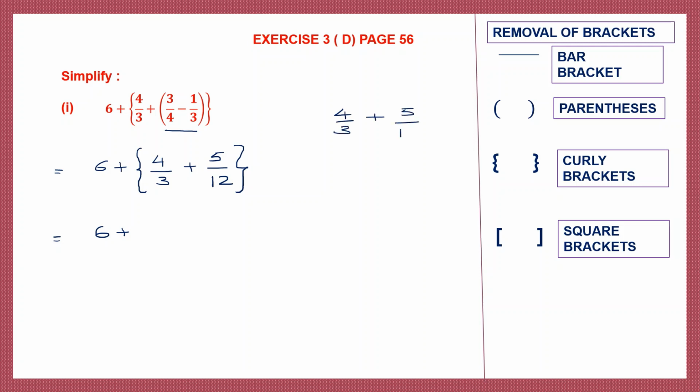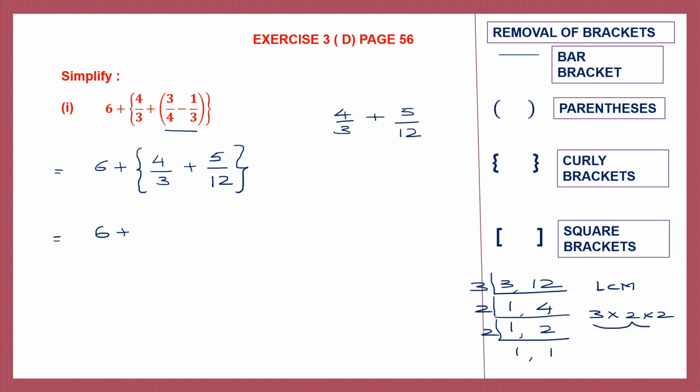This is addition of fractions. Again, the denominators are different, so let's make them equal. Let's find the LCM of 3 and 12. Let's begin with 3. 3 1s are 3. 3 4s are 12. Now we can continue with 2. 1, 2 2s are 4. And then continue again. 2, 1 and 1. So the LCM is equal to 3 into 2 into 2. 3 2s are 6, 6 2s are 12. So the LCM is 12.